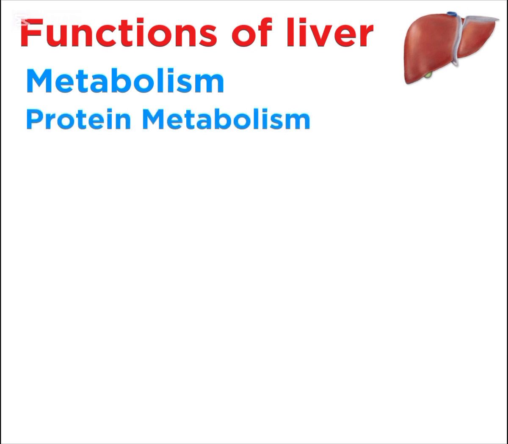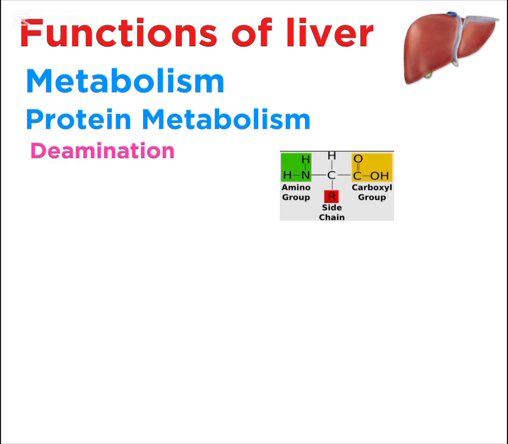Protein metabolism. First process is deamination. This is the structure of the amino acid, and deamination means the removal of the nitrogenous portion of the amino acid. This nitrogenous portion is not required for protein synthesis and is used for production of urea that is excreted in the urine.